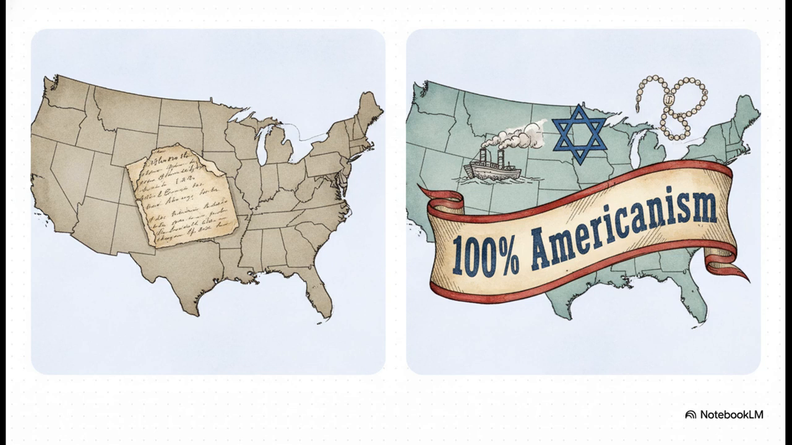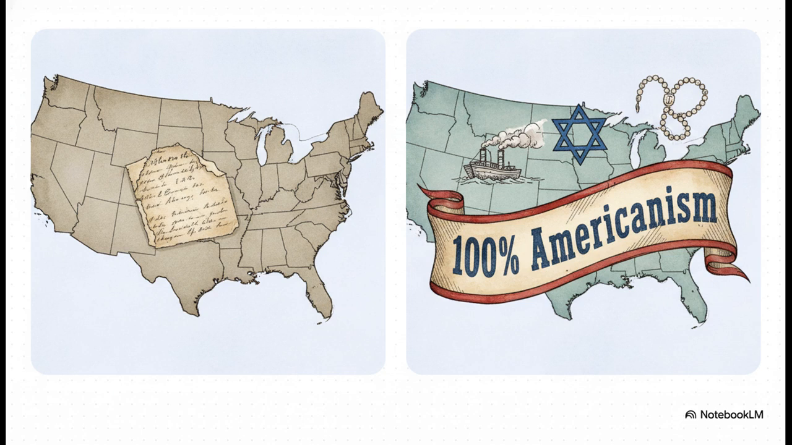But notice how their targets dramatically shifted in this new era. The first wave was mostly focused on African Americans and their political allies down south. But the 1920s Klan, they leaned hard into xenophobia to widen their net. They started aggressively targeting Jewish people, Catholics, and immigrants, alongside Black Americans.